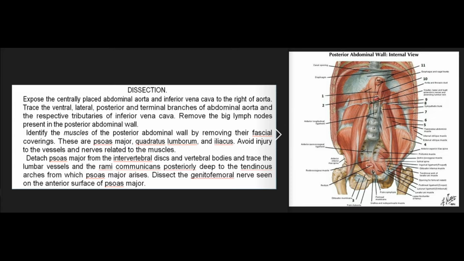Identify the muscles of the posterior abdominal wall by removing their fascial coverings. These are psoas major, quadratus lumborum, and iliacus. Avoid injury to the vessels and nerves related to the muscles.